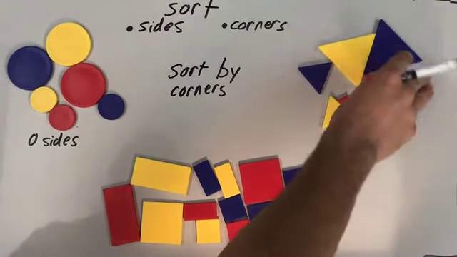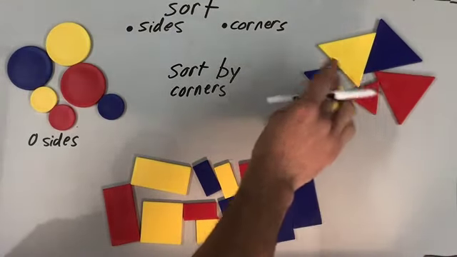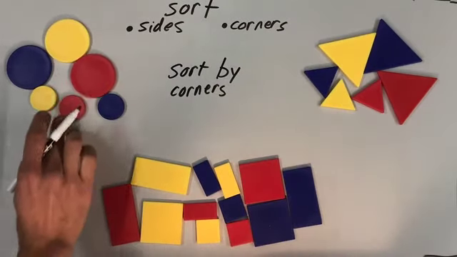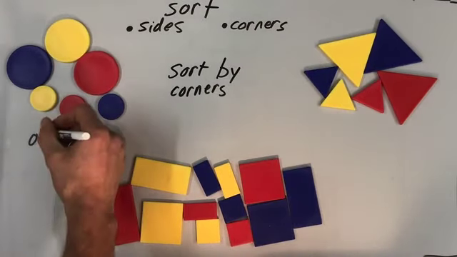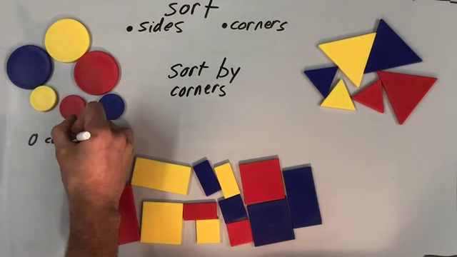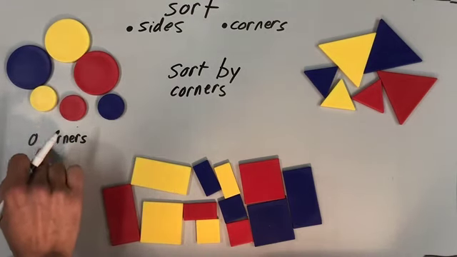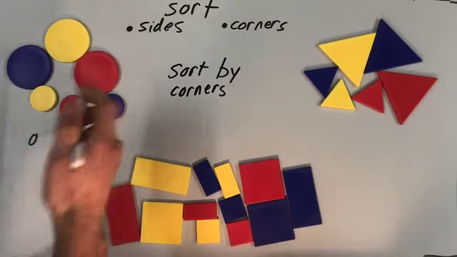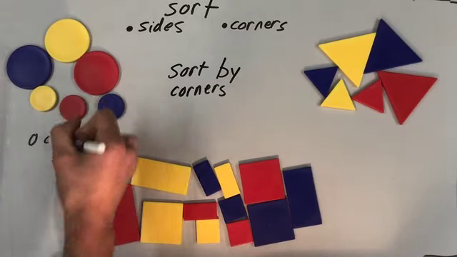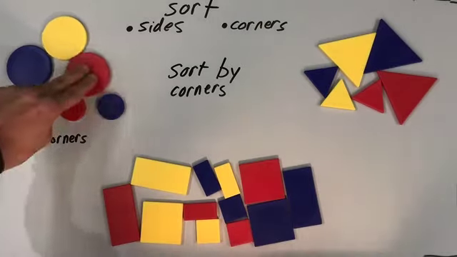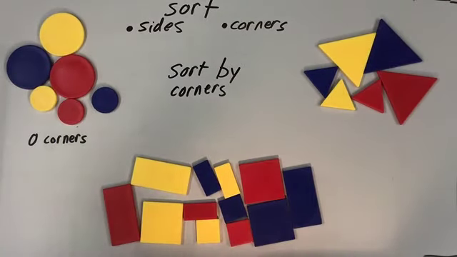And how about these triangles? Oops. 0 corners. Sorry about that. Corners. I made a mistake. Is it okay if I made a mistake? Yep. That's how we learn. We make mistakes. Okay, 0 corners. That's what I meant. How about over here with our triangles? How many corners on each triangle?